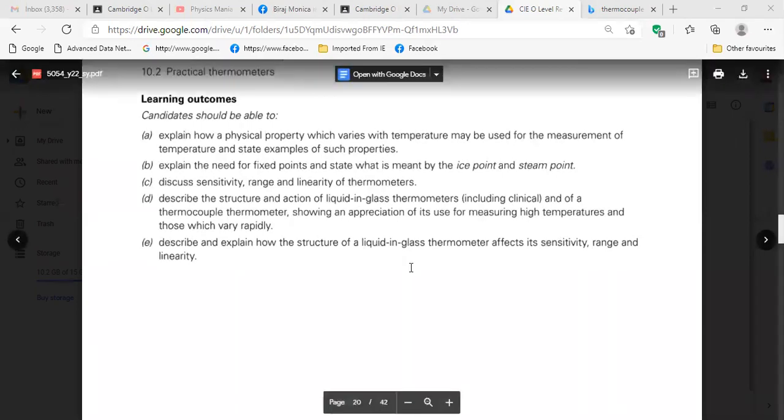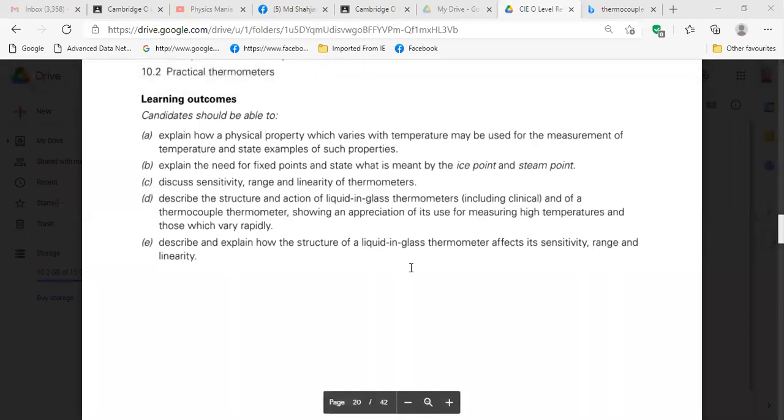and label it 0 degrees Celsius. Then you keep the thermometer again in boiling water. At which temperature does the water boil? Do you know? 100 degrees Celsius. So there you label 100 degrees Celsius, where the liquid level is rising, the mercury level is rising there, or the alcohol level is rising there. You mark it there as 100 degrees Celsius.